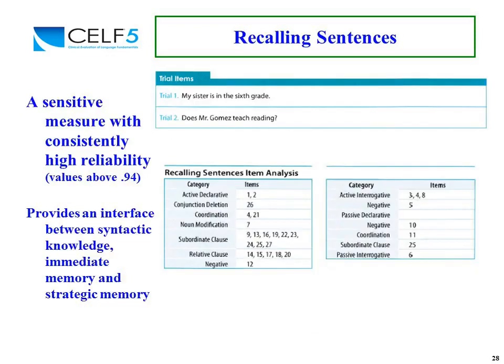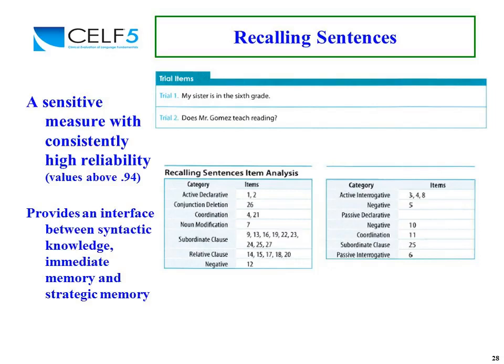Then we get to recalling sentences. That's also a highly sensitive measure, and it has consistently high reliability with values in the low 90s retest reliability, and that's absolutely fantastic. That's like star level. The recalling sentences provides us with a test that evaluates the interface between a student's syntactic knowledge, immediate memory, and strategic memory. Now, here we go. Syntactic knowledge you know about. Immediate memory you know. What about strategic memory?